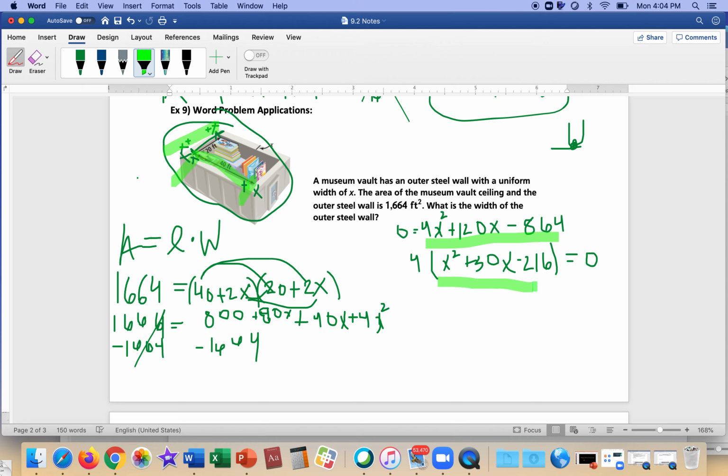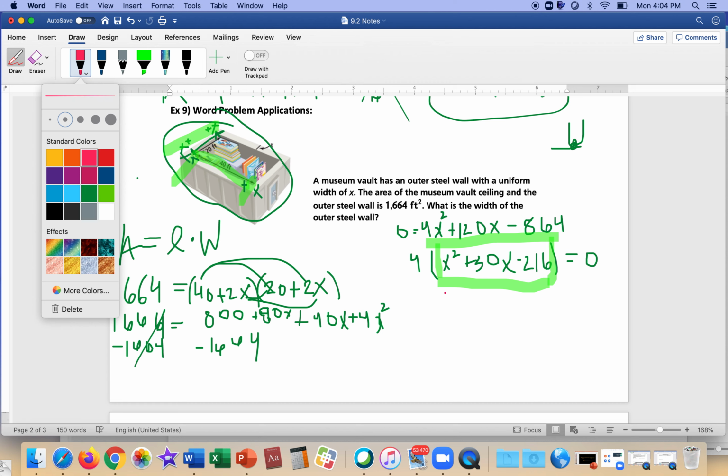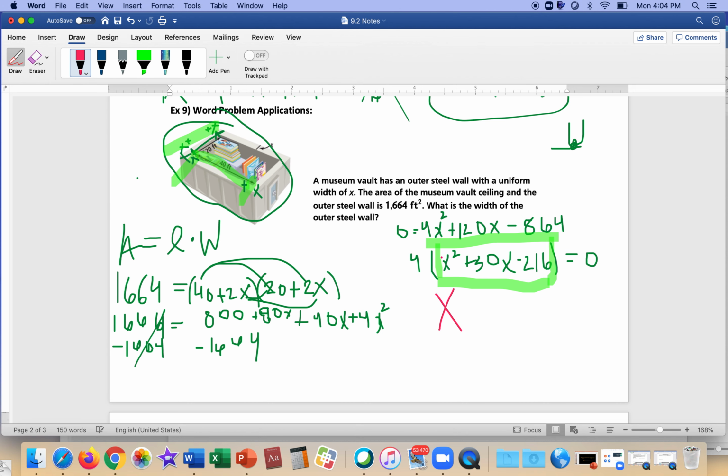Okay, now I'm going to continue breaking down. I look inside and say, can I break this trinomial down any further? I'm just staring inside this box right now. So A is 1, B is 30, C is negative 216. Is there a combo that multiplies to A times C that adds to B? So that multiplies to negative 216 and adds to 30. This combination is negative 6 and 30.